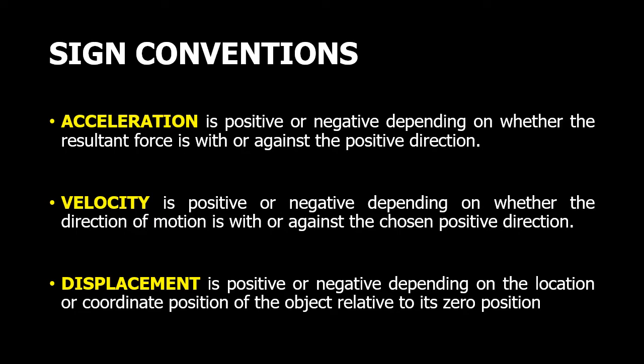So acceleration and velocity will be positive if the resultant force and direction of motion are in the positive direction. If it is against, that will be negative. While the displacement sign will depend on the coordinate position relative to its zero position.